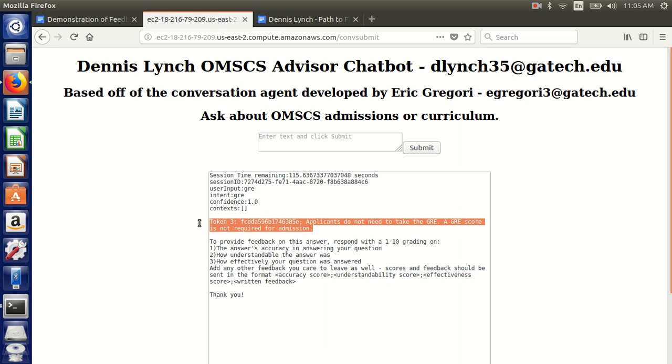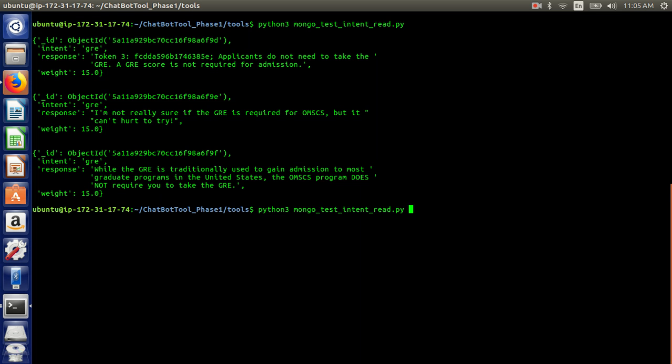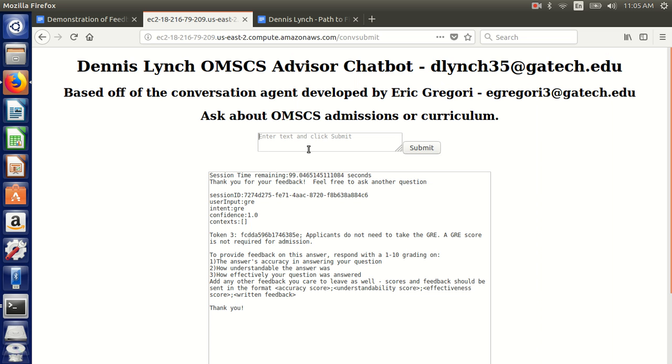Now say that is a response that we weren't looking for. It doesn't really answer the question we were asking, or it doesn't help us understand. We grade it lowly, 1s across the board, and give appropriate verbal feedback. Now, if we were to go back to our script and run it again, we would see that that particular response is weighted lower than the other 2 responses, making it less likely to be chosen if that question or a similar question were asked in the future.